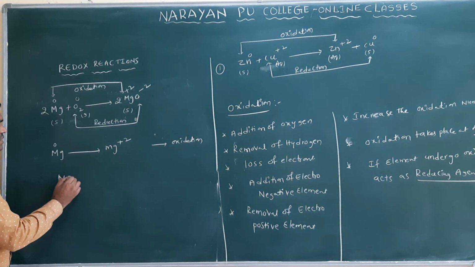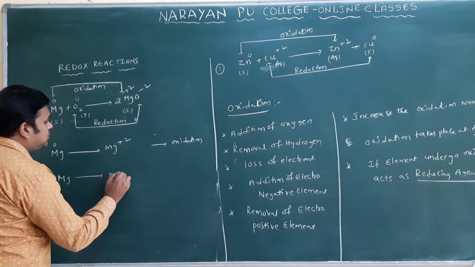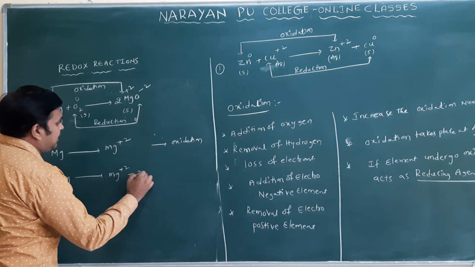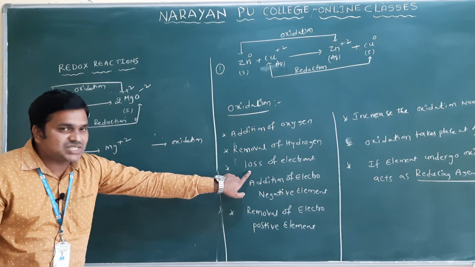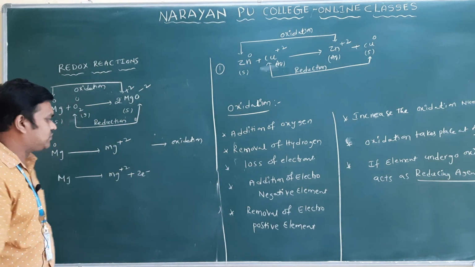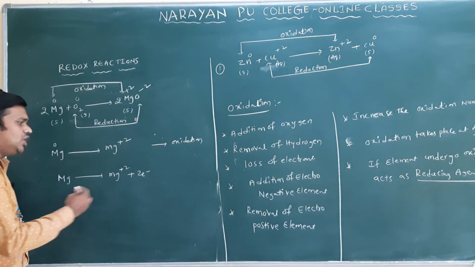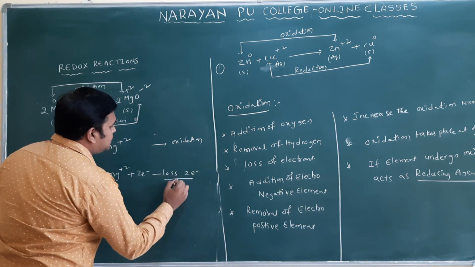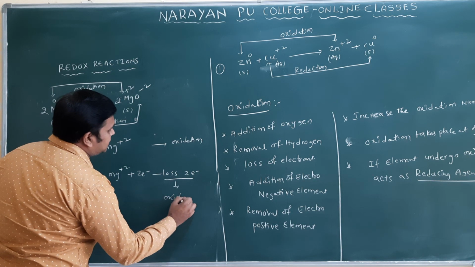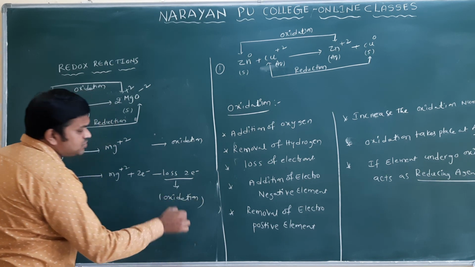So in this case magnesium gives rise to Mg2+ by loss of how many electrons? 2 electrons only. So loss of electrons is called as what? Oxidation. Here magnesium lost 2 electrons, so this comes under oxidation only.